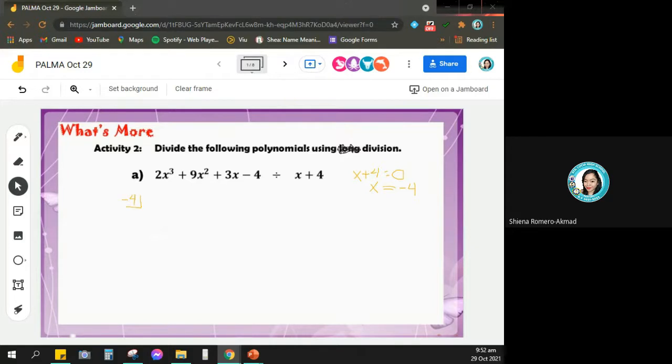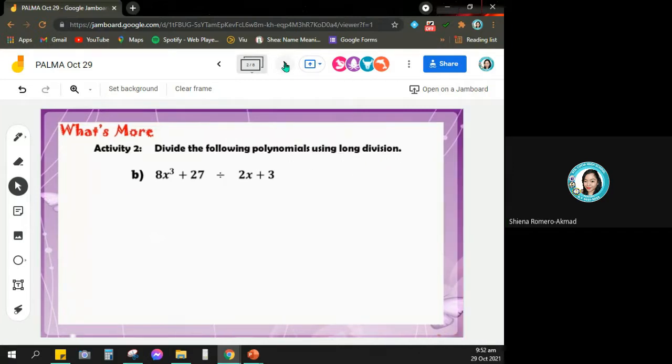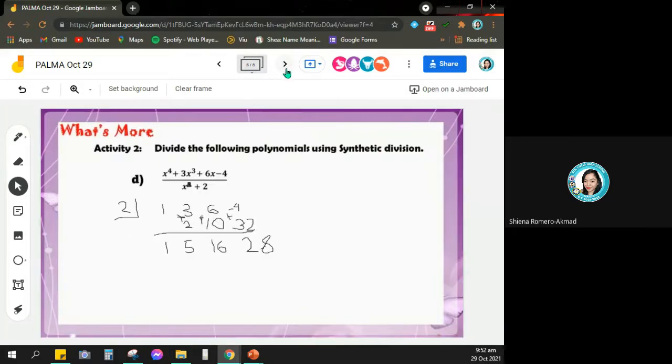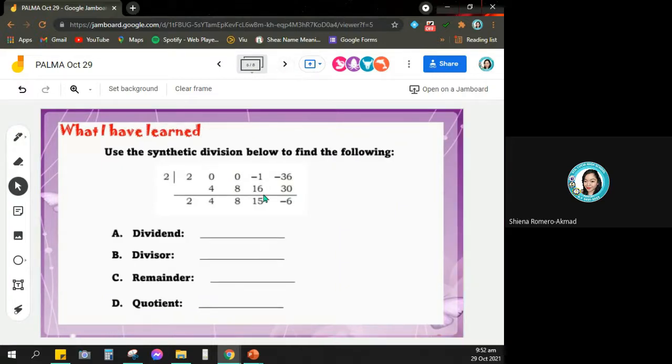Nakakatawa naman may nagsasagot talaga. Very good, very good. I-try nyo sa sarili nyo. Kahit synthetic lang kasi hindi naman i-require na long division gamitin. Sa letter B, itong dalawang B na to ako nagsasagot dyan. So, you can answer letter C and letter D also. Okay, ito din. Pwede nyo itong sagutan. Ibigay nyo lang yung dividend, yung divisor, yung remainder, yung quotient. Nakasolve na siya.